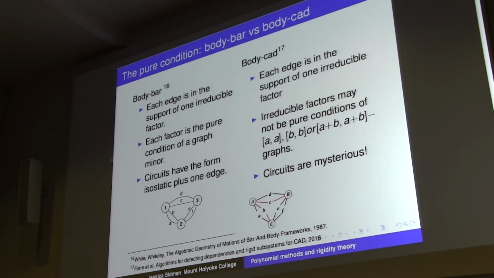In the body-bar setting, you can see that the circuits of this matroid have the form isostatic graphs plus 1, so minimally rigid plus 1.